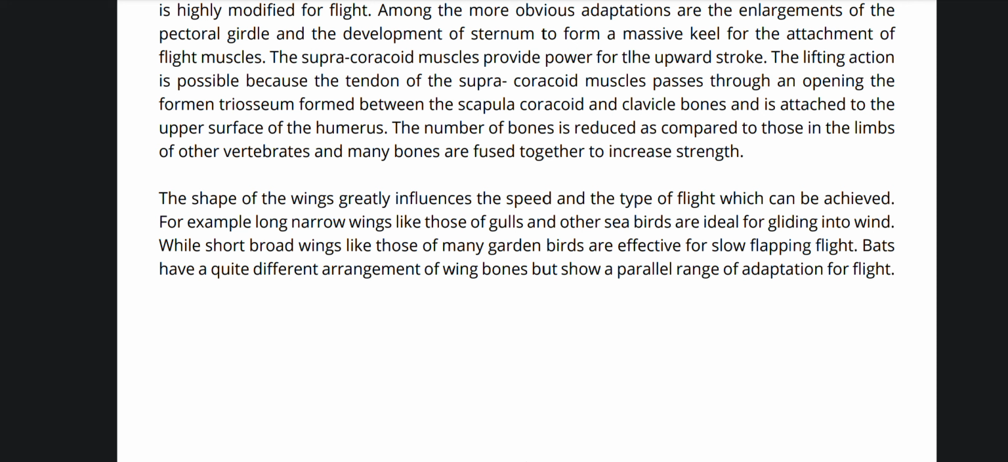But the shape of the wings greatly influences the speed and type of flight which can be achieved. For example, long narrow wings like those of gulls and other seabirds are ideal for gliding in wind, while short broad wings like those of many garden birds are effective for slow flapping flight. Bats have a quite different arrangement of wing bones but show a parallel range of adaptation for flight.